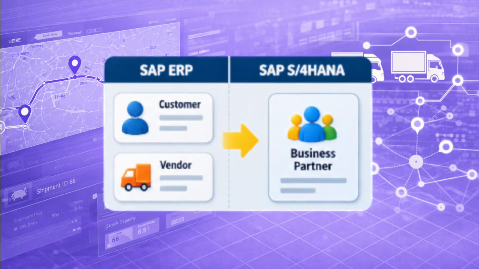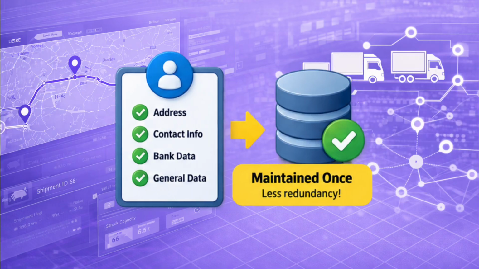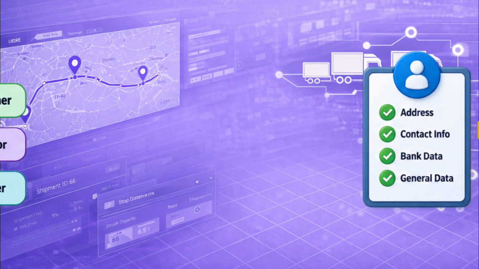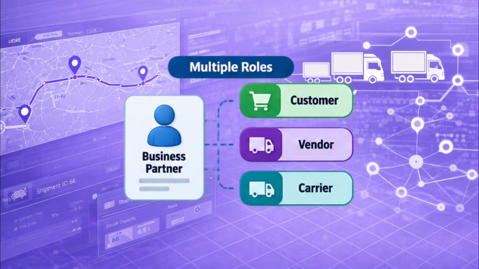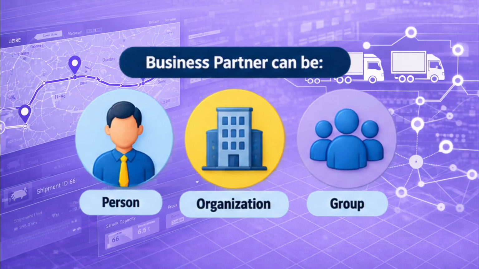In traditional SAP ERP, customers and vendors were managed using separate master data objects. In S/4HANA, the approach is different. The central object used to manage these business relationships is the business partner. The main advantage of this approach is that the general master data is maintained only once, reducing data redundancy. Then, different roles can be assigned to the same business partner depending on the business process. A business partner can represent a person, an organization, or a group. For example, an organization could represent a company or one of its departments.